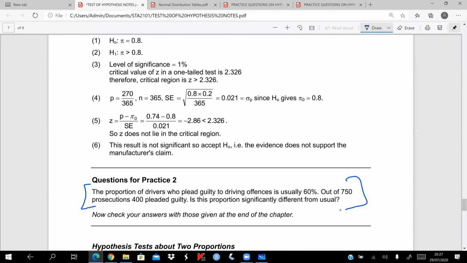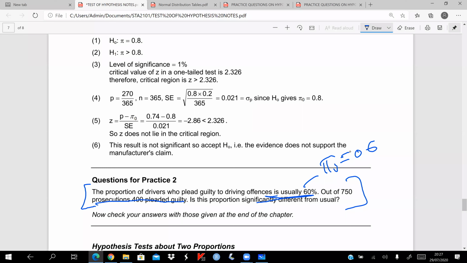The proportion of drivers who plead guilty to driving offenses is usually 60%. Out of 750 prosecutions, 400 pleaded guilty. So clearly, this is your pi naught. N is 750, and 400 is the number of success outcomes. So p̂ will be 400 divided by 750. You need to define the correct hypothesis here.